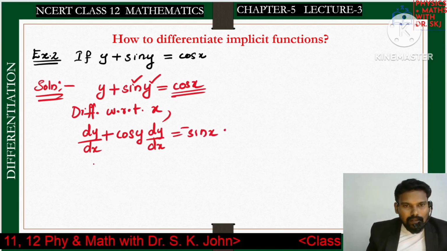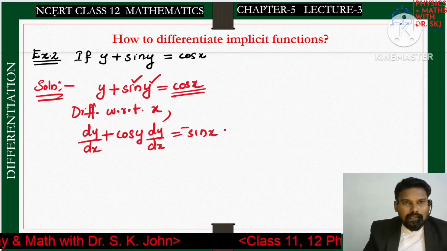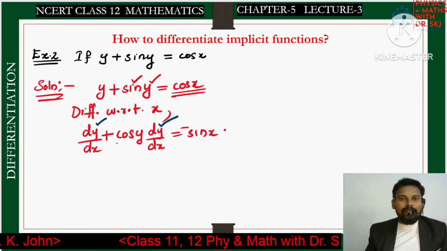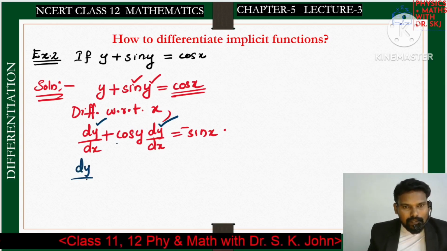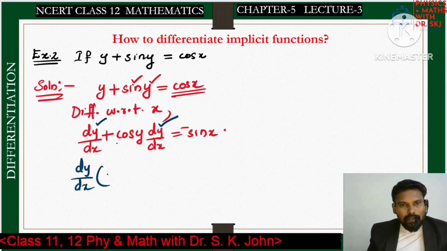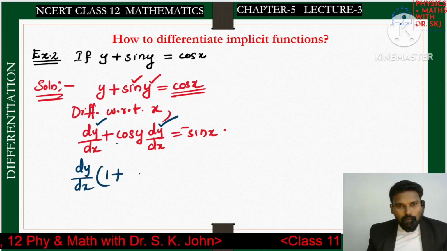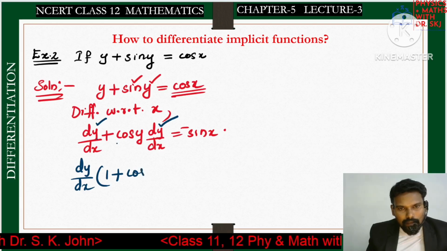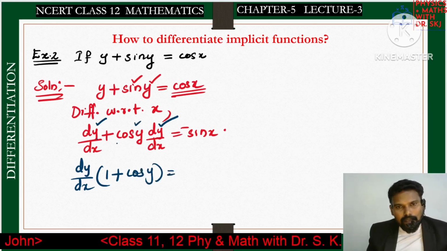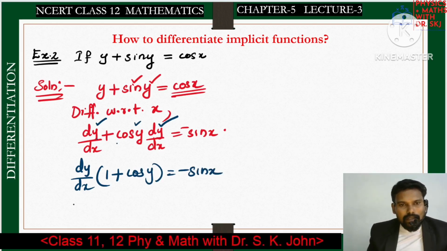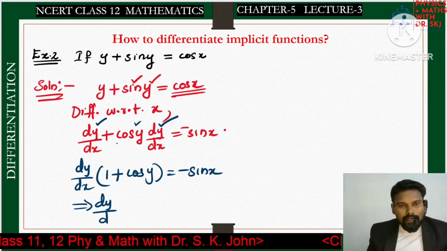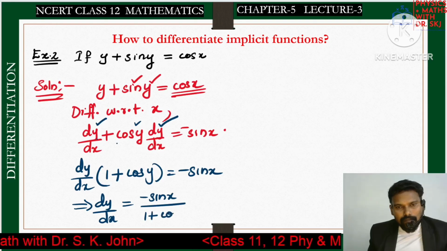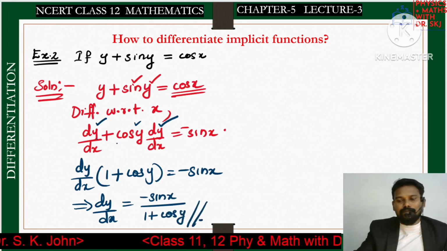Now the next step: here you have dy by dx in two terms. This term contains dy by dx, this term also contains dy by dx, so you have to take dy by dx out in common. By taking it outside, we get 1 here and cos y in the next term, that is equal to minus sin x. So finally, dy by dx is equal to minus sin x divided by 1 plus cos y. This is our final answer.